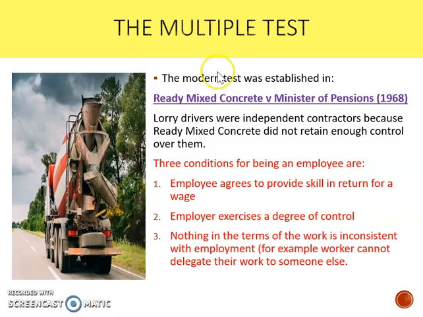In the textbooks, it's called the modern test, the multiple test, but actually we've had a more modern one even than this. But in Ready Mixed Concrete, the court gave 3 conditions for being an employee, and these are quite useful and easy to apply. So firstly, the employee agrees to provide a skill in return for a wage. The employer has a degree of control, and nothing in the contract is inconsistent with employment. They can't delegate the work to someone else, for instance.